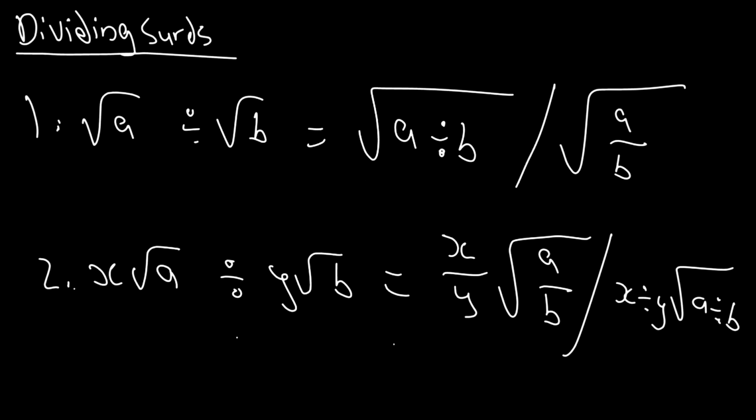On to the second formula. If we have x root a divided by y root b, basically, you divide the numbers outside and then you divide the numbers inside.